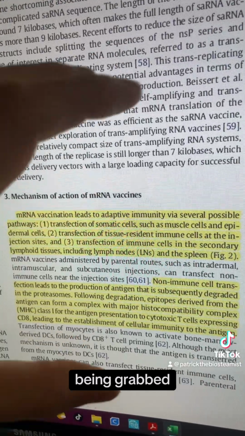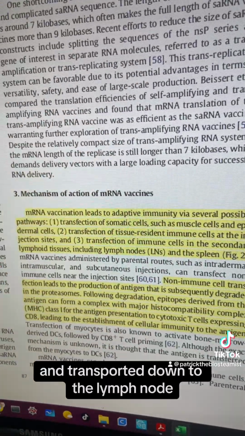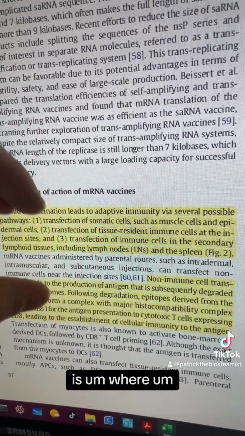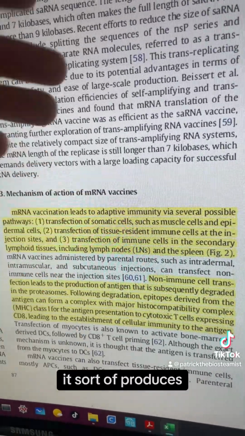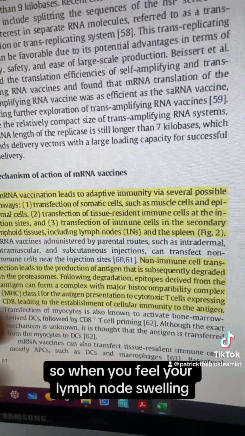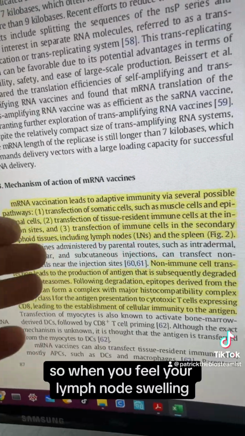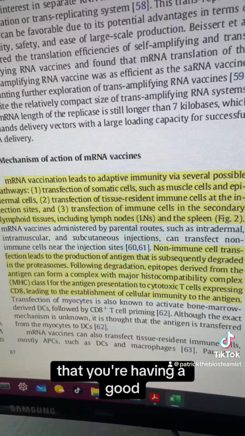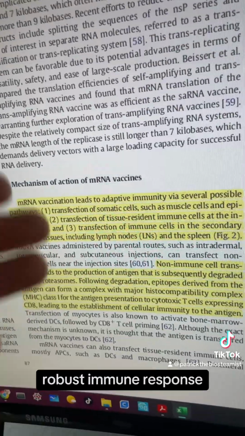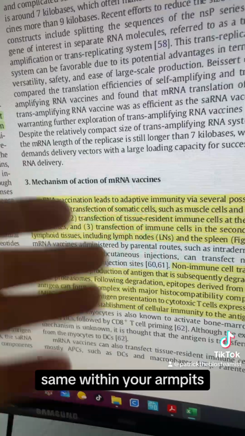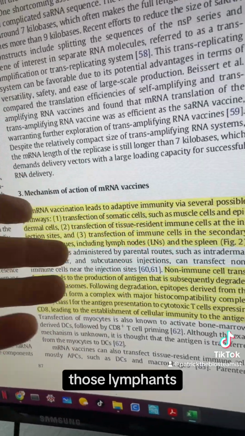But then we have a third way that this can happen, and it's sort of you have your lipid nanoparticles being grabbed and transported down to a lymph node, and then the lymph node is where it sort of produces the antibody response, and that's very, very desirable. So when you feel your lymph nodes swelling after your injection, like around your neck, that's a very good sign that you're having a good, robust immune response and that you'll have a high level of protection. Same with in your armpits, those lymph nodes there as well.